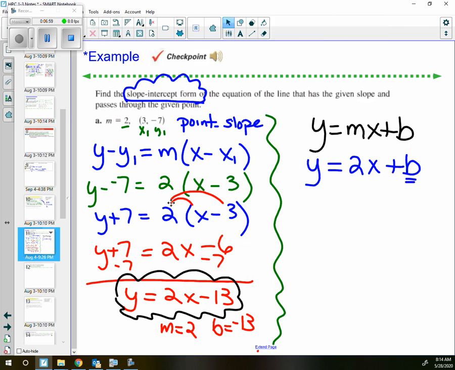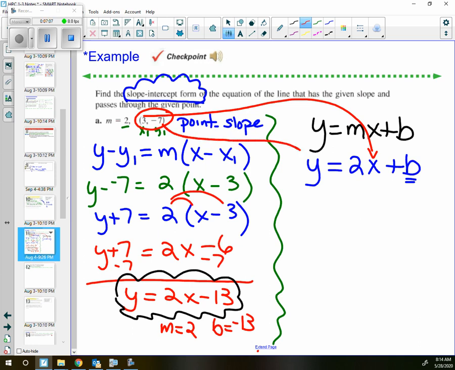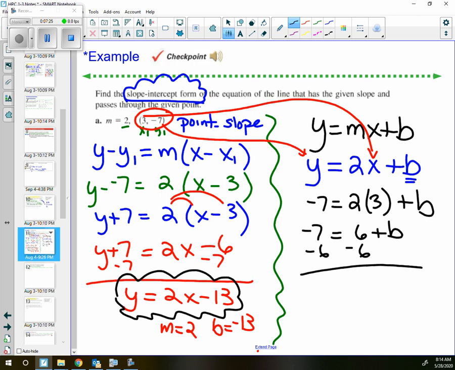So here's what you'd have to do. You're going to do the same kind of idea. I'm going to use the values that I know and substitute those in. I'm going to put the -7 in for the y, the actual specific number, and the 3 in for the x, and then I'm going to solve for this b value. So that would be 6 plus b equals -7, subtract 6, and I get b equals -13. Then I still have to go back and actually write the slope-intercept equation. So y equals, my slope was 2, and my y-intercept -13. Same exact thing.